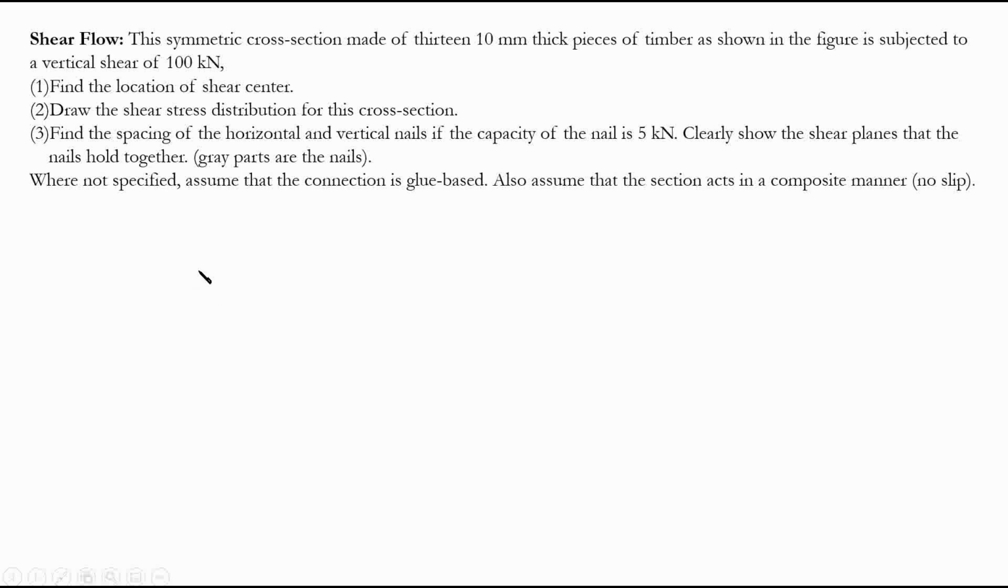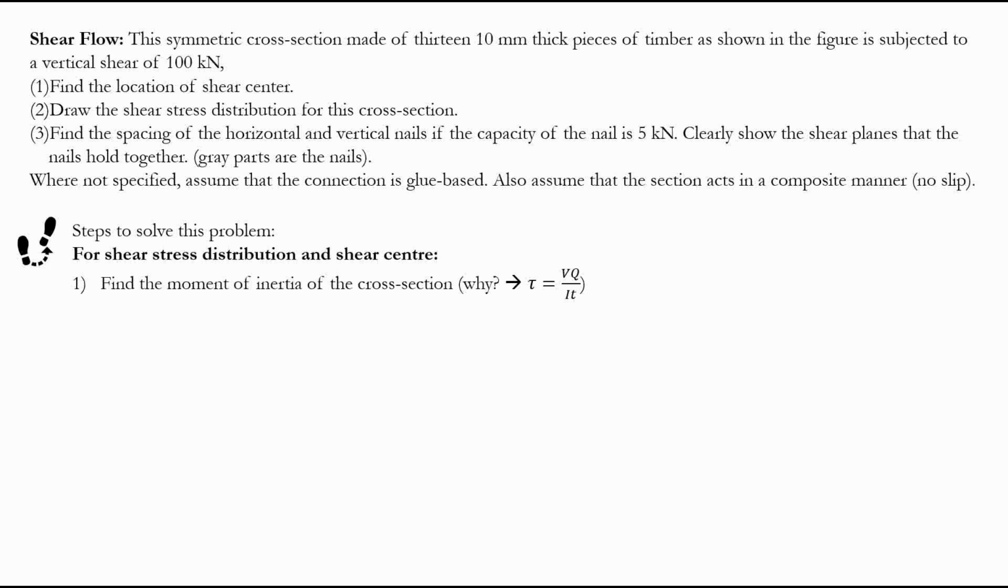Now, next, we have to see what steps are going to follow. I provided a procedure to solve shear flow problems. In this case, what I will always do is find the moment of inertia of the cross-section. And why do we do that? We're going to talk about it, but VQ over IT is our transverse shear stress, right? Now, V is known. It's 100 kilonewton for the whole cross-section. We're applying one load. T is known. T is 10 millimeters. Every piece is 10 millimeters thick.